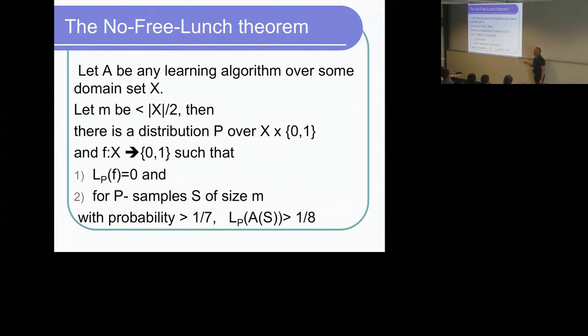So this is what we are saying here. For every algorithm, there exists some phenomenon. This phenomenon can be learned, because if you had a class that contained this F, then you could have learned it, but my algorithm is going to miss it.